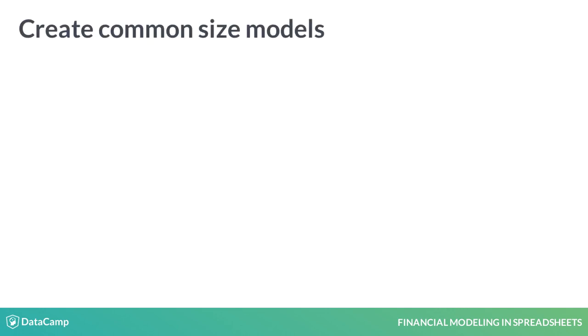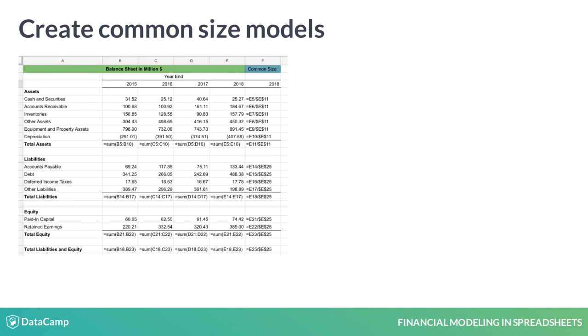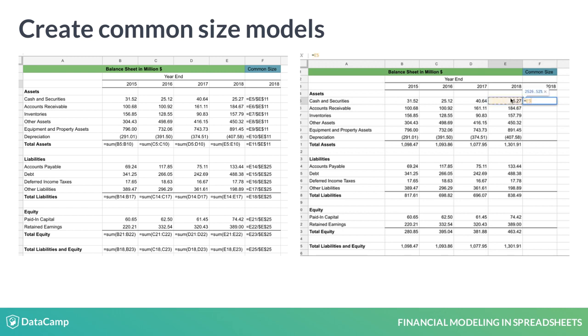The formulas for the common size calculations are shown on the left, and here on the right, you can see how to enter these values. In the Assets section for cash and securities in column F, you will type equals, click on the cell for 2018 in column E, and then divide by the total assets for 2018 in E11.